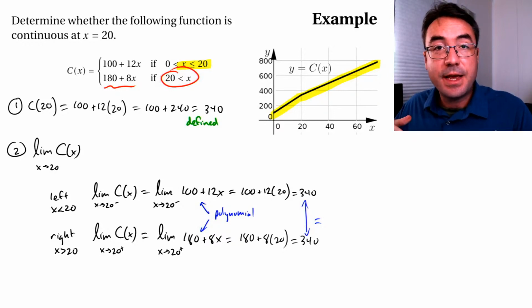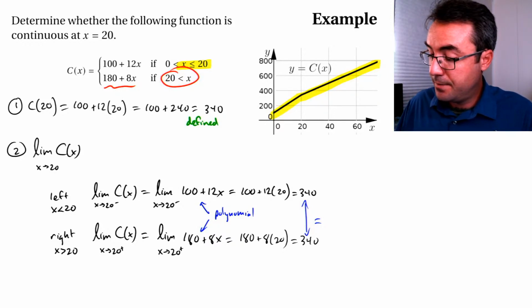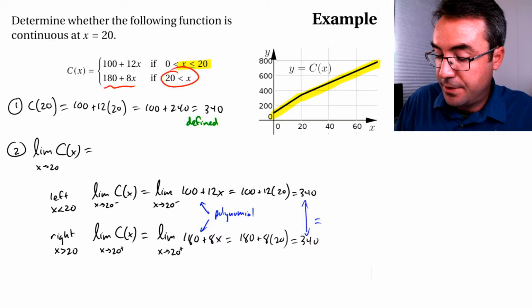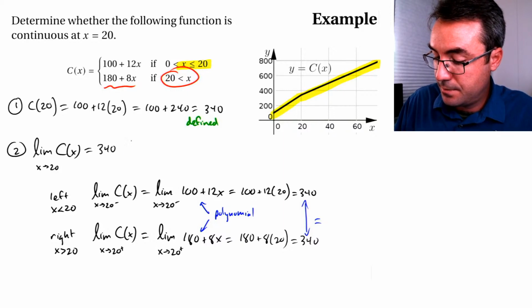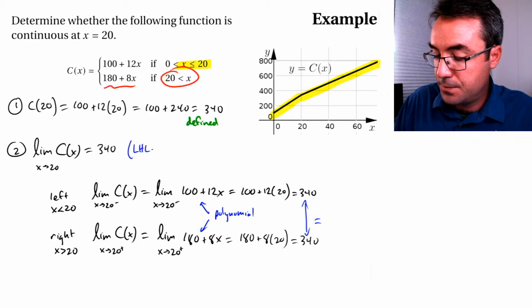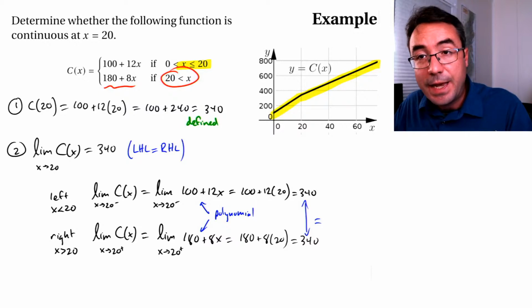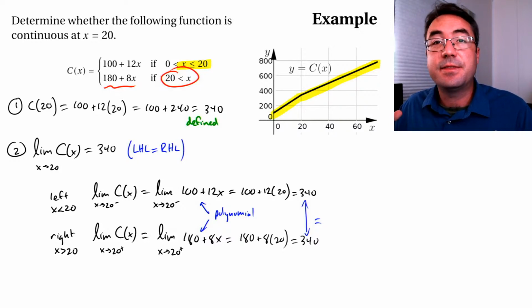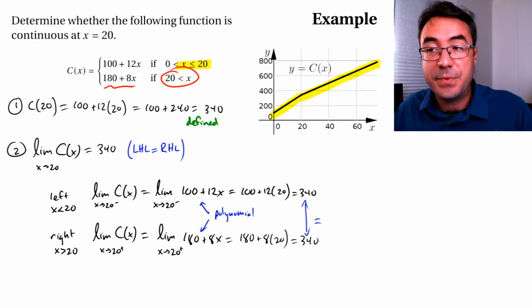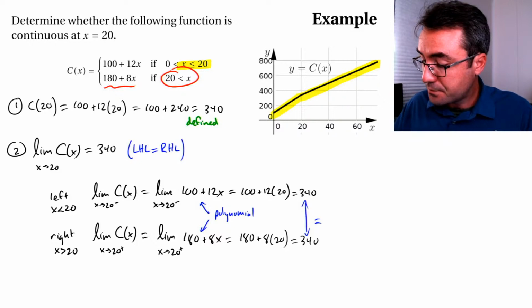So if the left hand and the right hand limit are the same, then the overall limit is equal to that common value. So the left hand limit and the right hand limit are the same here. So we had to do each of those separately, but since they gave us the same value, it allows us to say that the overall limit then is that value, 340.